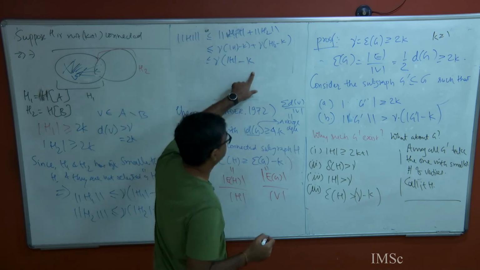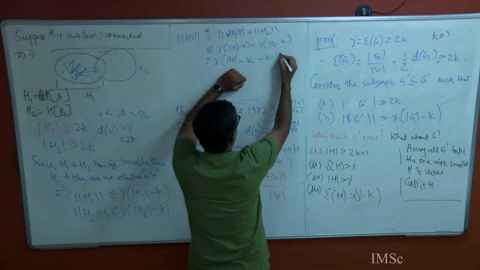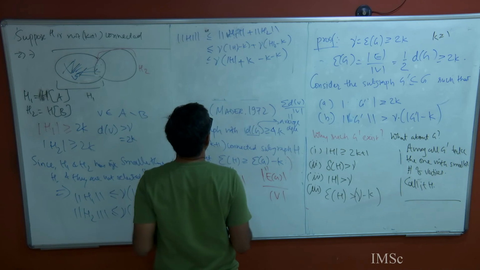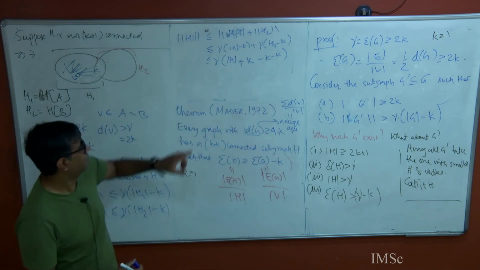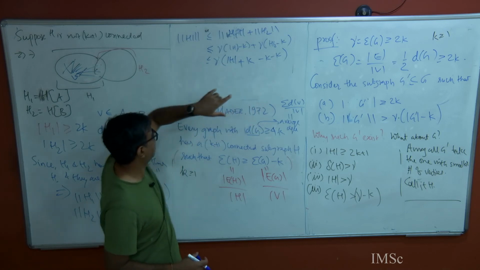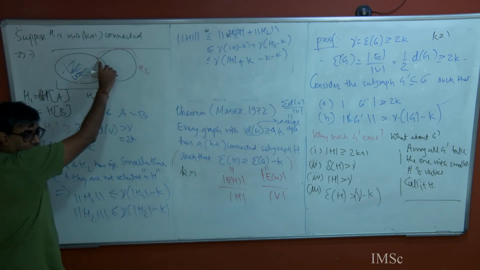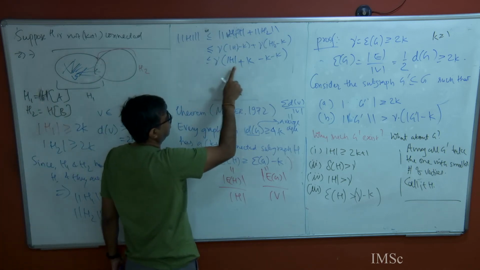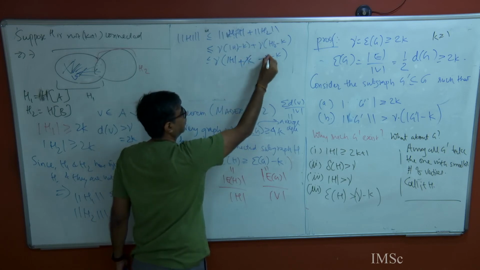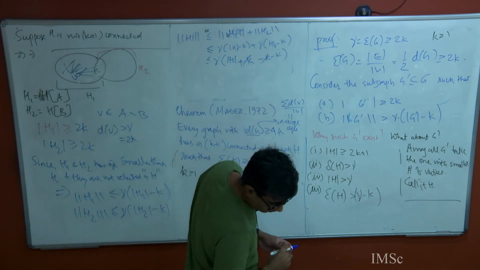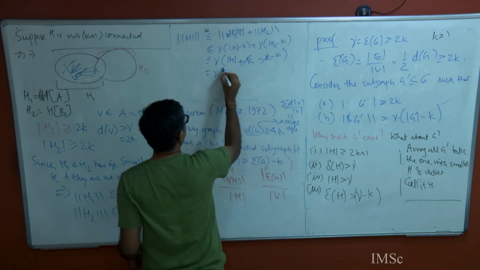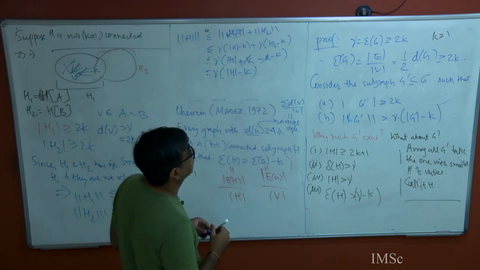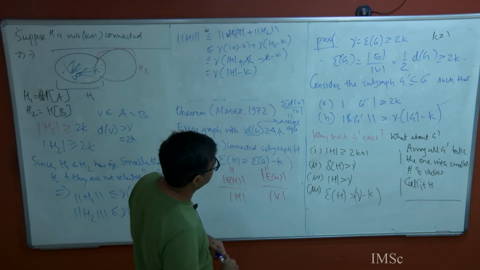Is it fine? H minus k and minus k, or am I doing something wrong? Look, if you compute H1 plus H2, this quantity is upper bounded by k and this quantity is counted twice. So it is upper bounded by mod H plus k. Is that fine? What does this contradict? That H we started with has this property.